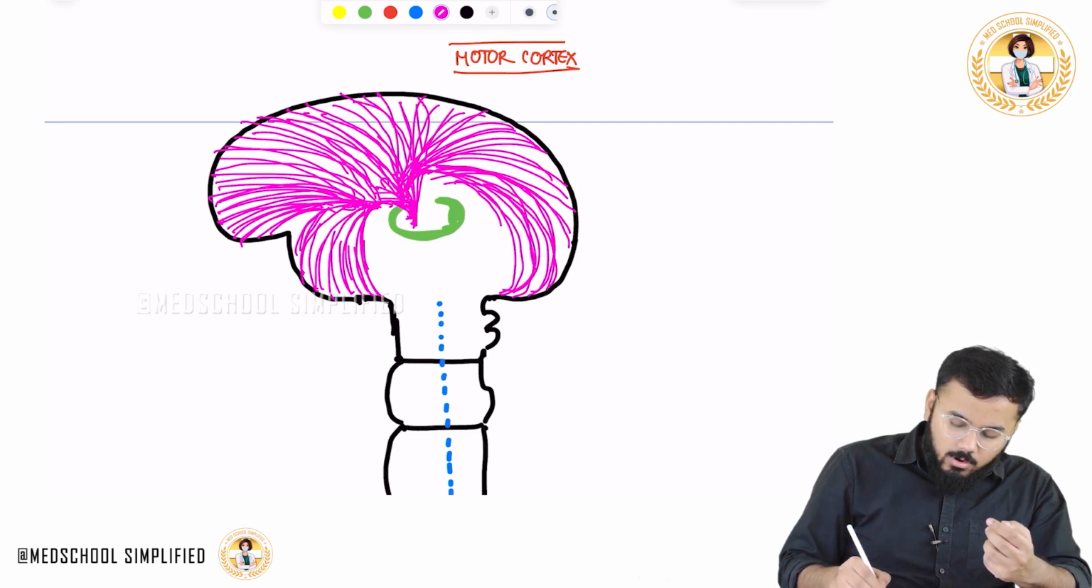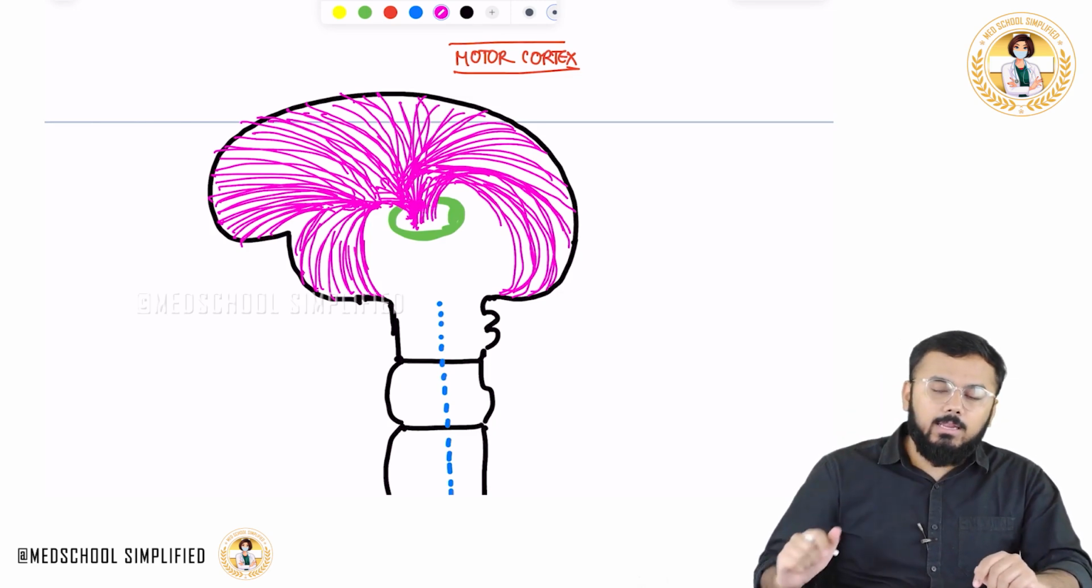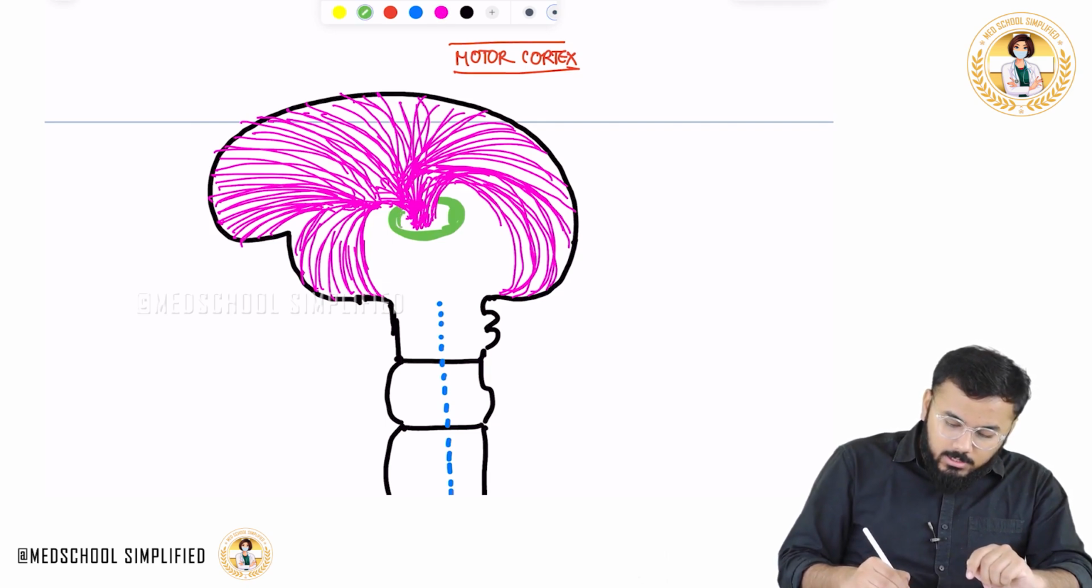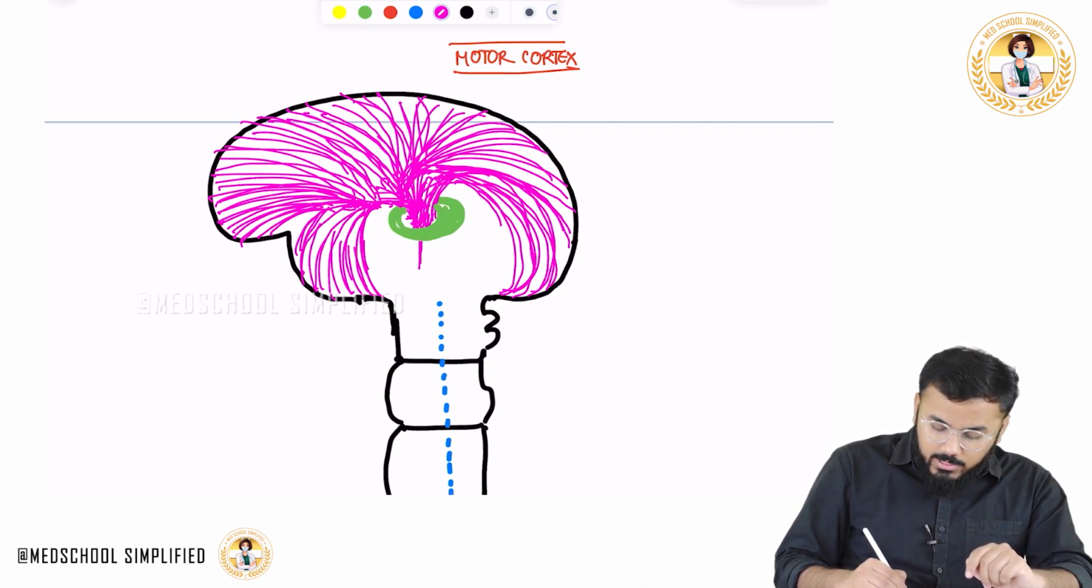Okay, you see all these fibers are converging like this. So all these fibers are converging and they're forming a thick bundle here. And what will happen next is, this is your internal capsule, and all these fibers come down all the way like this, right?